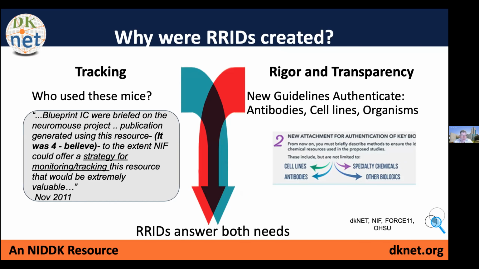And why were RRIDs created? One was for tracking. For individuals, labs, researchers developing resources, it makes it easy to track these through the literature, to see where they're being used, but also for rigor and transparency, right? So really to explicitly identify what reagent, what resource was used when you publish your results.